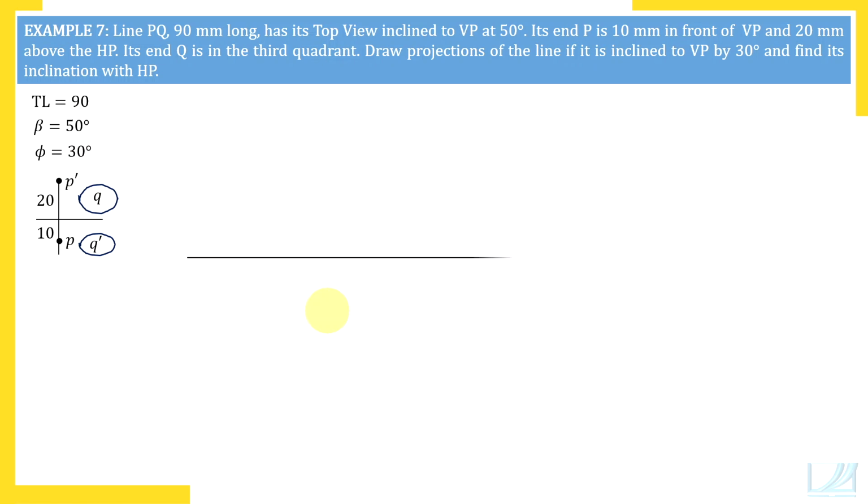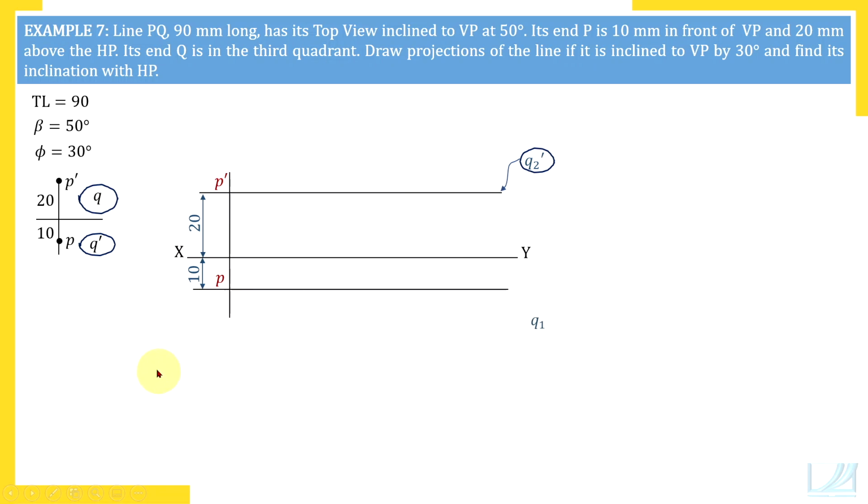So let's proceed. Draw XY line. Now the projector of the reference point. Then mark the reference point. Measure these dimensions to the scale here carefully and mark the reference point. Now a horizontal line through P dash. Which other point on that line? Q2 dash. P dash Q2 dash is always horizontal. Horizontal line through P. Which other point on that line? Q1.